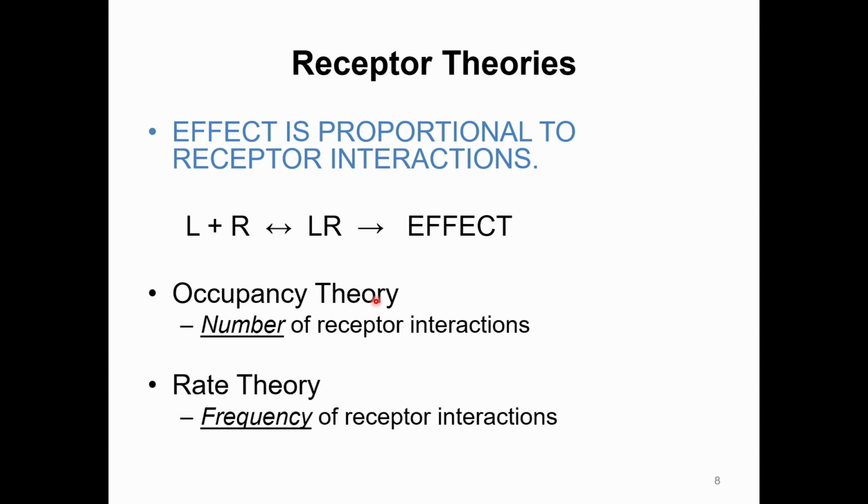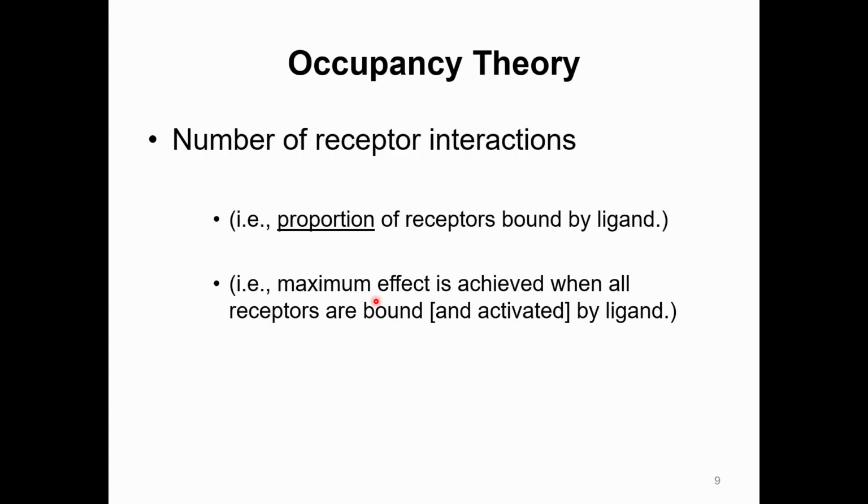Does that make sense, you guys? Okay. So let's first talk about occupancy theory. And here we're talking about the number of receptor interactions, the proportion of receptors that are bound by ligand.